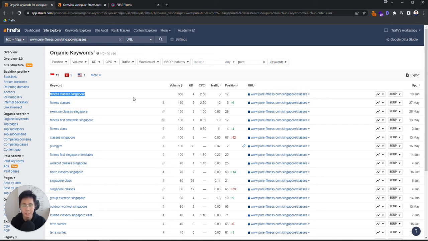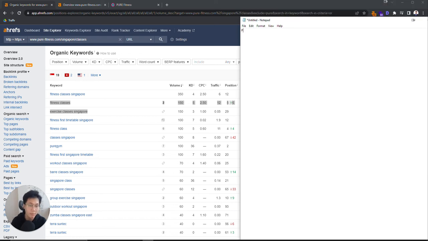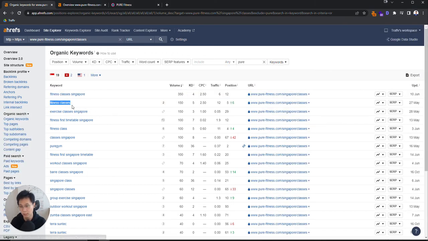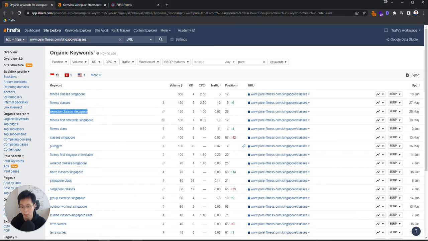Okay, now the next two keywords, for example, fitness classes and fitness classes Singapore, I can select these two as secondary keywords. Usually I record all of this in an Excel sheet, but you want to make sure there's a primary keyword, in this case fitness classes in Singapore, and a few secondary keywords that make sense. I don't have to list fitness classes down here, and I'll tell you the reason why.